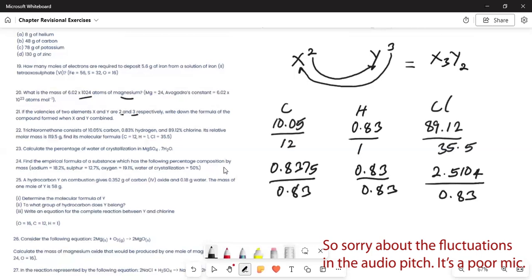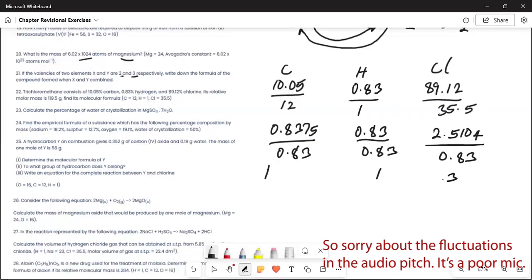Of course, the first one, 0.8375 divided by 0.83 still remains as approximately 1. Then this 0.83 is 1. Then 2.5104 divided by 0.83, approximately 3. Therefore, the empirical formula is CHCl3, trichloromethane. That is the name. But they ask us to calculate the molecular formula.